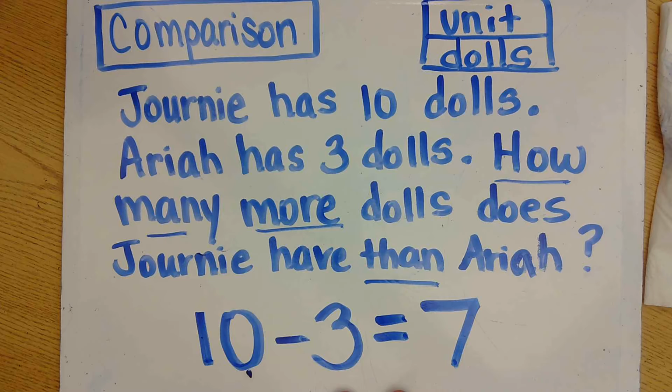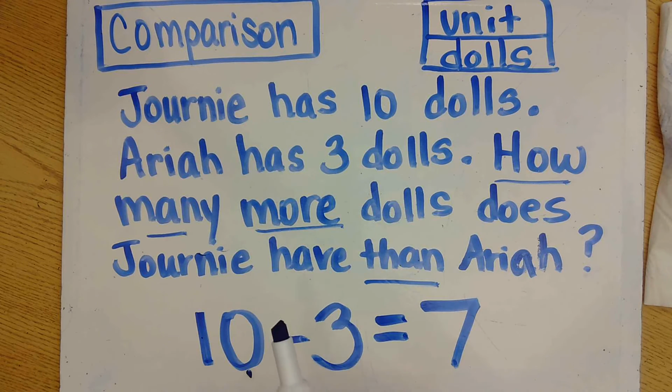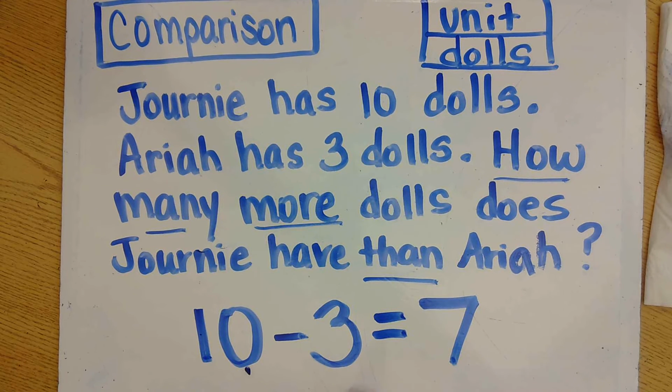So again, this is called a comparison number story when you compare 2 different quantities that you already know about. We knew about the 10 dolls. We knew about the 3 dolls. The question was, how many more does Journey have than Araya? And we figured that out by making a subtraction problem.